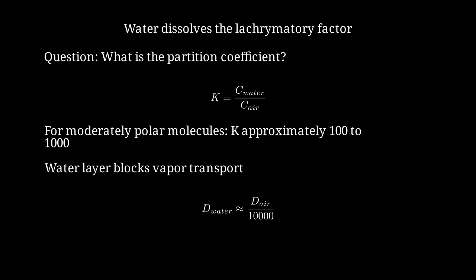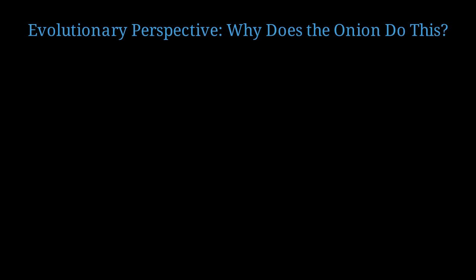D water is approximately D air divided by 10,000. Now let's step back and ask the evolutionary question. Why did onions evolve this defense mechanism? What is the adaptive advantage? The lacrimatory factor serves as a chemical defense. Herbivores that bite into an onion experience immediate irritation, which discourages further consumption.